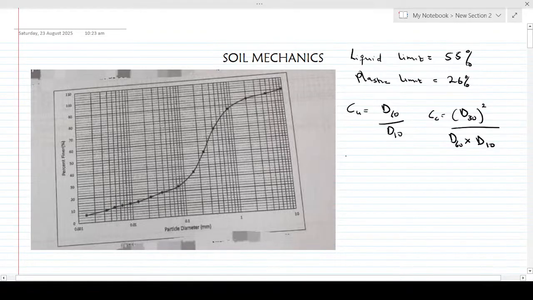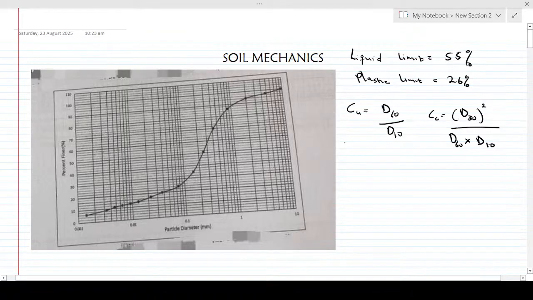So we are going to find D60 and D10. D60 simply means the diameter at which 60% is finer, that is, the percent finer than 60% passing through. That's what we mean by D60. Then D10 is percent finer than 10%, right? And D30 is percent finer than 30%. So those are effective diameters.